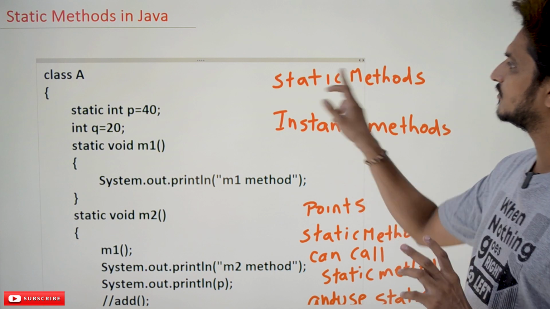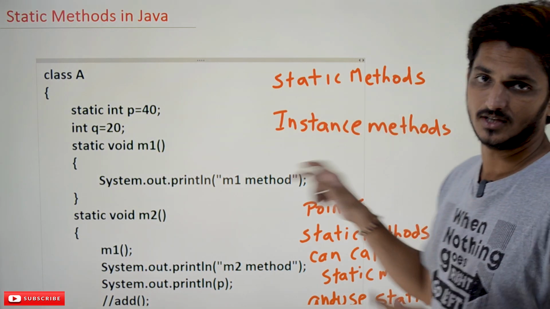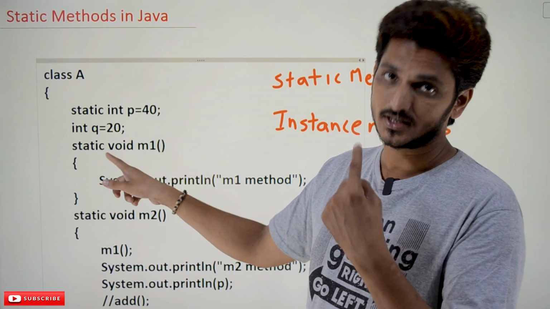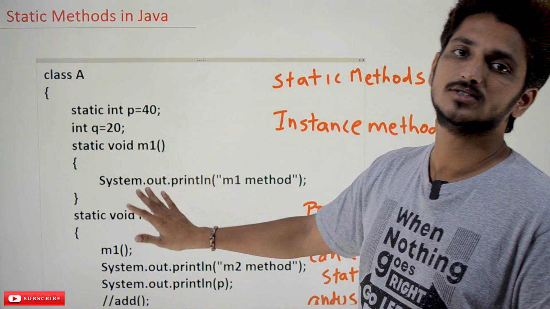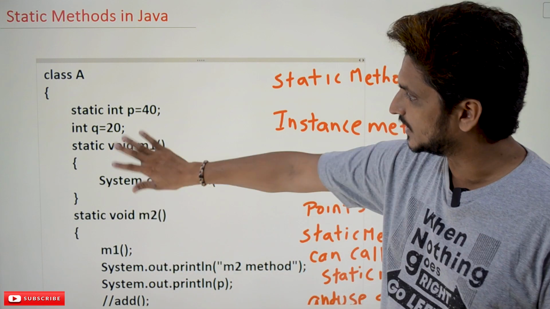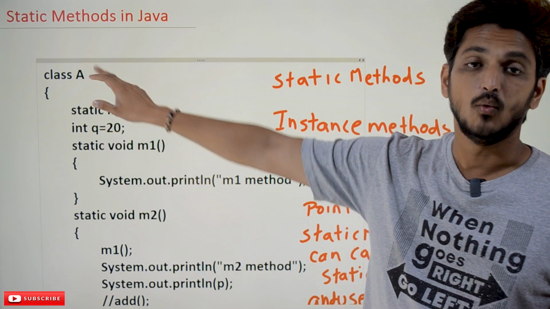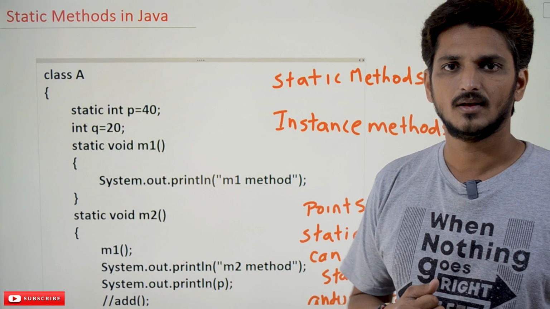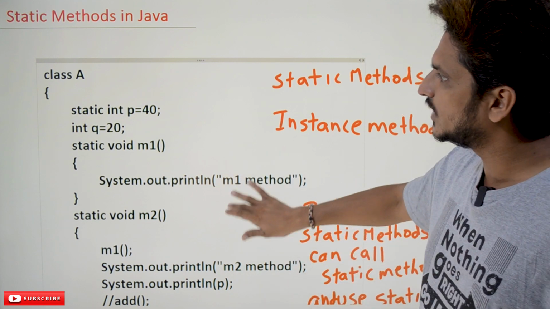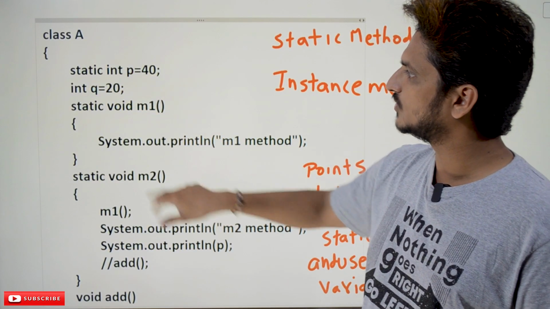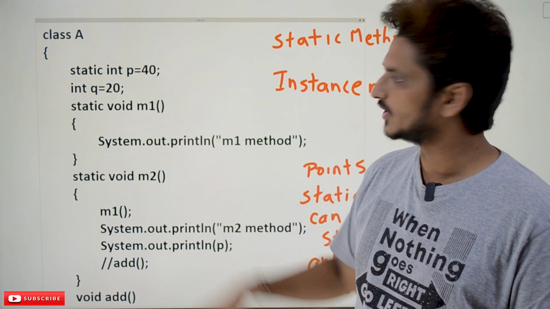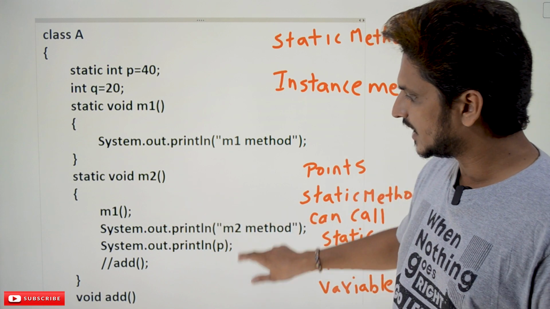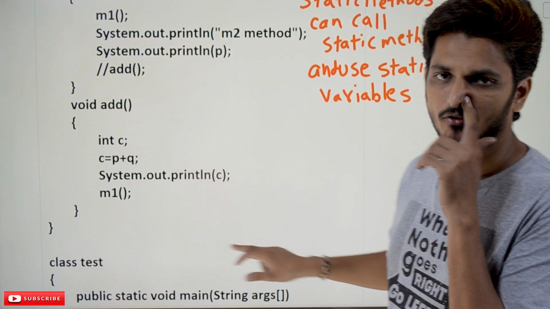So we have two types of methods, static methods and instance methods. Before a method, void m1, this is a method. If you write the static keyword before this method, then it is called a static method, meaning this method belongs to the class. We can call this method without creating an object. In our example, we have written one static variable p equal to 40, one instance variable q equal to 20, static methods m1 and m2, and an instance method add.